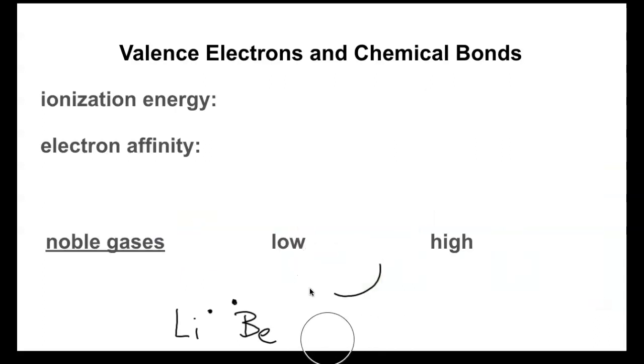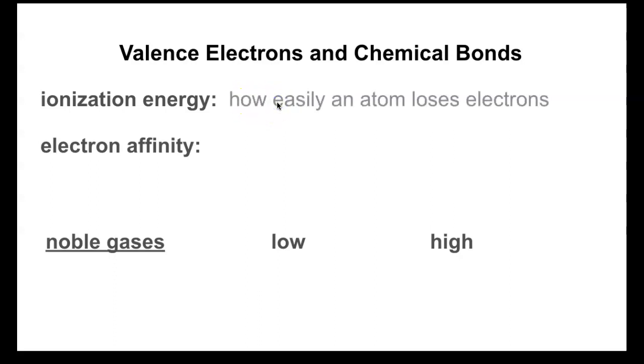Okay, let me erase this quick from the last slide. We've got two terms here, ionization energy and electron affinity. Remember, sometimes people use the left column on their Cornell notes to list terms, and then they can find them quickly when they want to look through their notes. Ionization energy, if you remember, is the energy required to remove an electron. I'm going to simplify that definition as how easily an atom loses electrons.